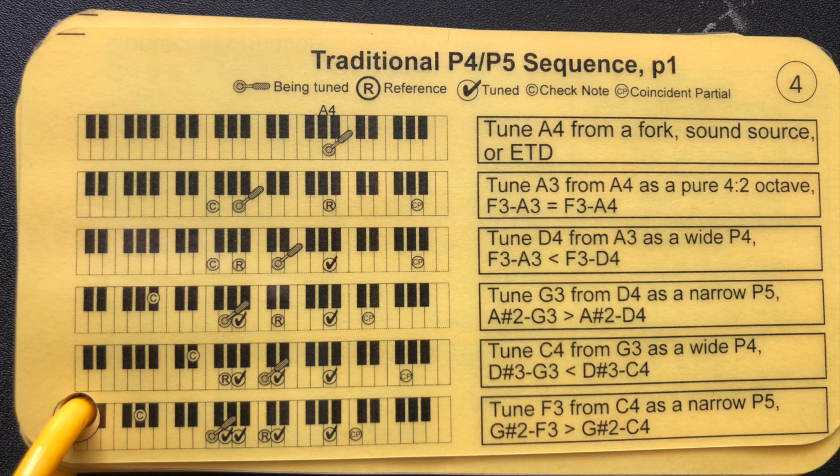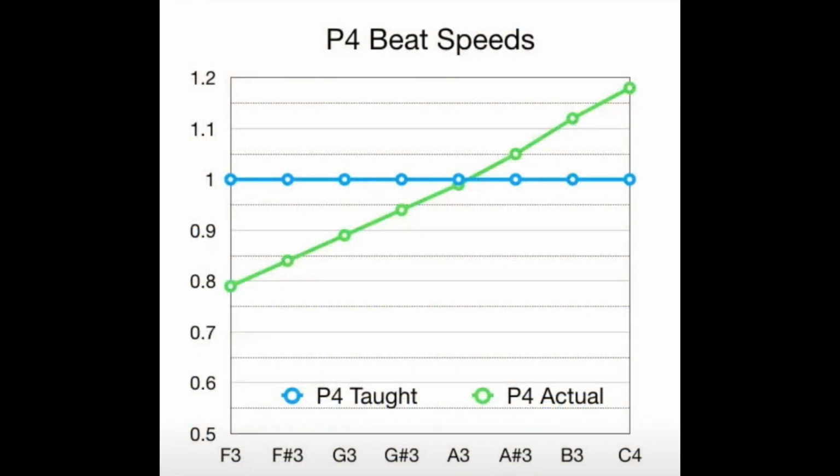The problem is this has a very low accuracy and precision because of the incorrect criteria. Setting a fourth wide by 1 beat per second is not accurate because the fourths actually increase in speed throughout the temperament sequence, starting with F3, B flat 3, about 0.8 beats per second. That increases to C4, F4 at 1.2 beats per second.